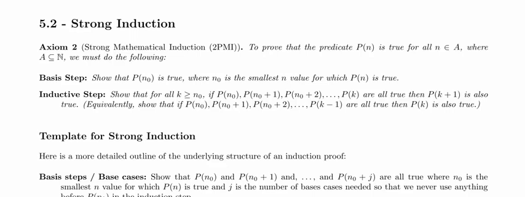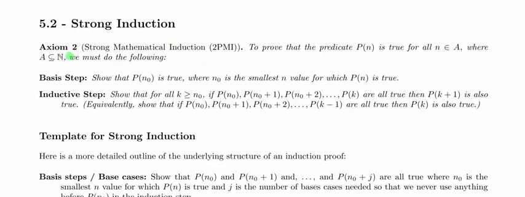So in 5.2, we're going to look at a process known as strong induction. And our second axiom, strong mathematical induction, or 2PMI for the second principle of mathematical induction, says that to prove that the predicate P of n is true for all n in A, where A is a subset of the natural numbers, just like we had before, typically we'll start either at 0 or 1 and proceed from there.